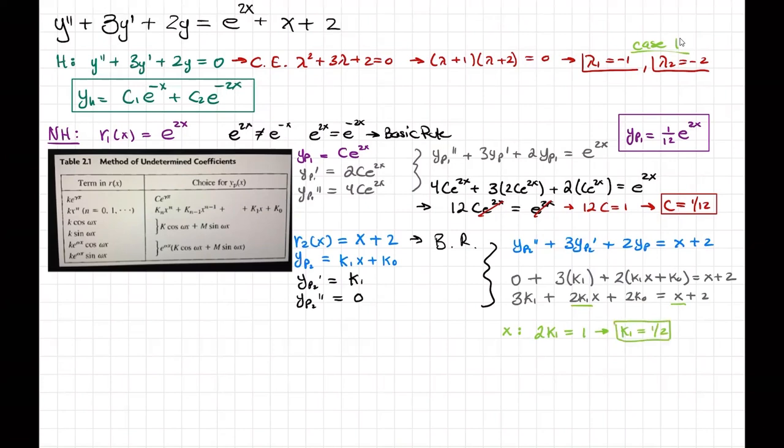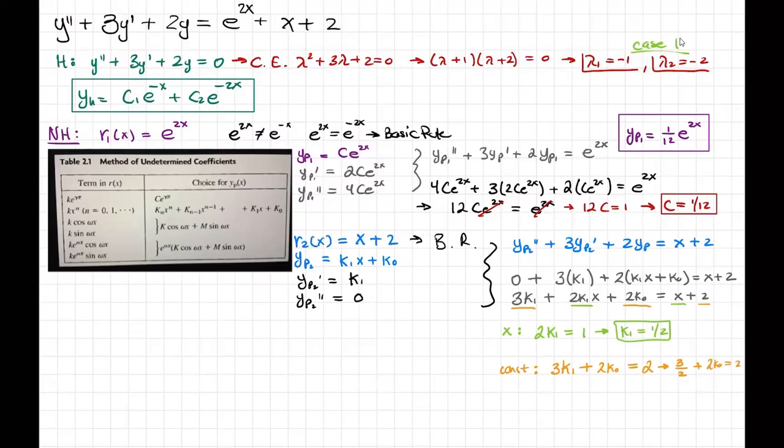Then I'm going to do the terms that are constants. In this case, 3k1 plus 2k0, and that equals 2. And because I already know what k1 is, that's 3k1. So that's 3 over 2 plus 2k0 equals 2.